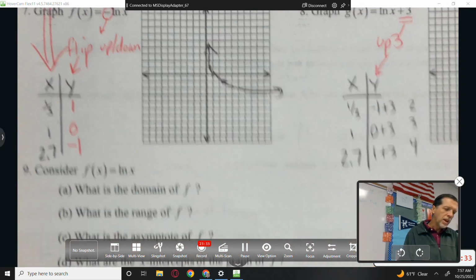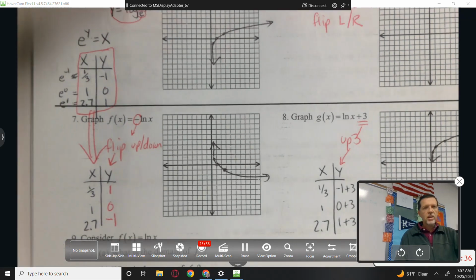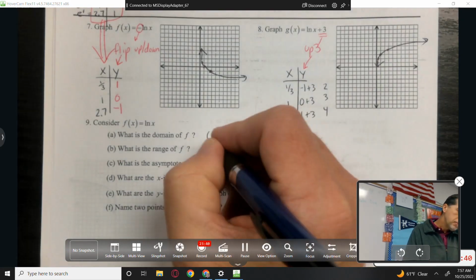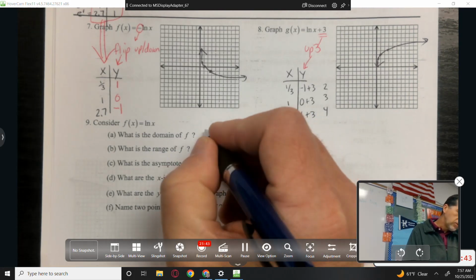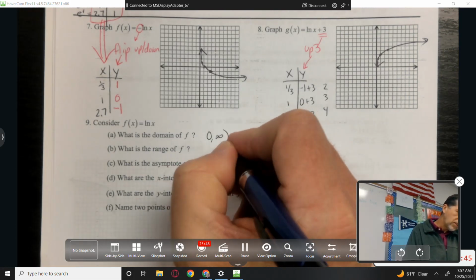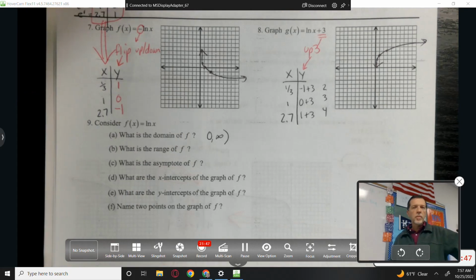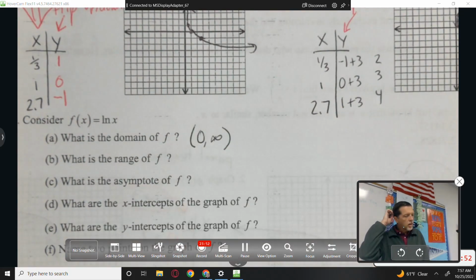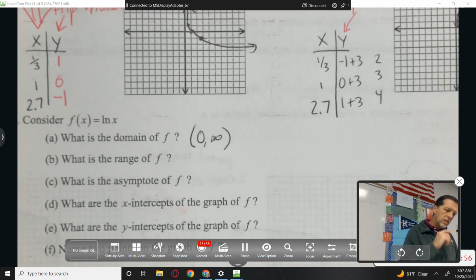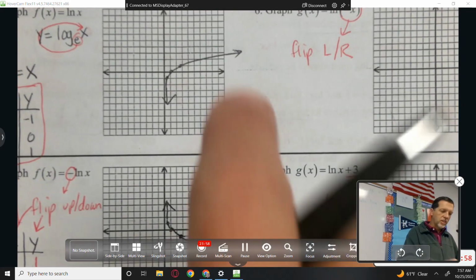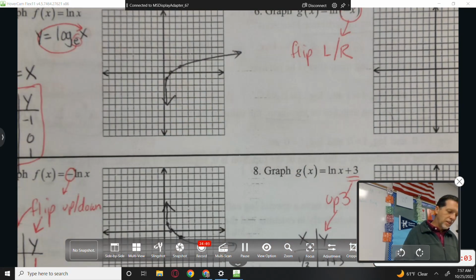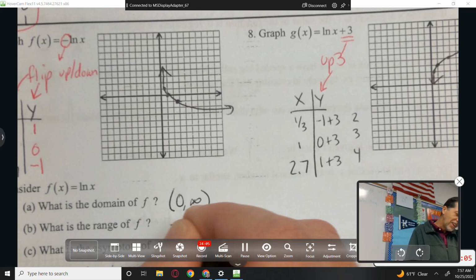So what's the domain of natural log? Can't zoom out to get it all in there. 0 to infinity. Yes. What about the 0? Parentheses or bracket? Parentheses, because we never get there. What's the range? What y values are covered? All of them. So -infinity to infinity.